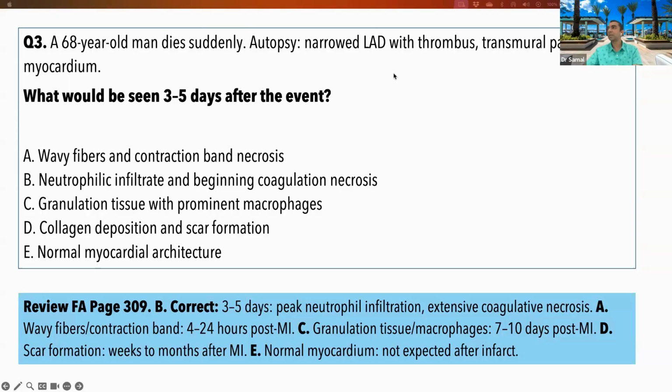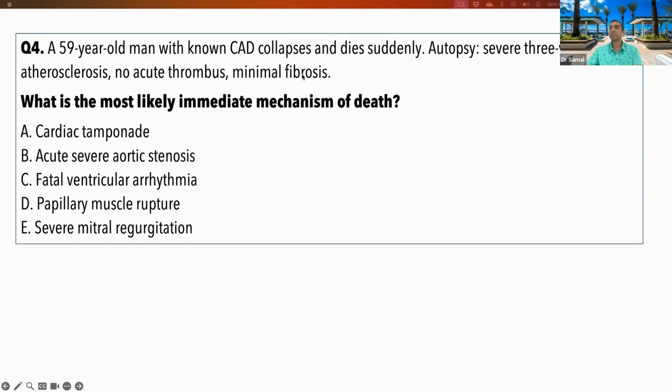Okay, so let's look at another question. So this is a 59-year-old, known history of coronary disease, collapses, dies suddenly. This language, this question telling you dies suddenly, sudden death, like this is categorized as sudden cardiac death, and they have used this language here very specifically. Autopsy, okay, severe three vessel atherosclerosis, all the major vessels are blocked, in other words. No acute thrombus, minimal fibrosis.